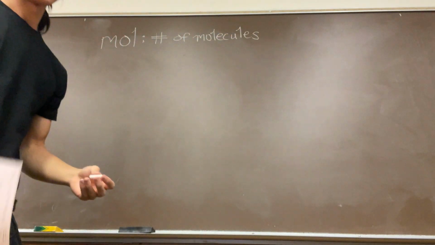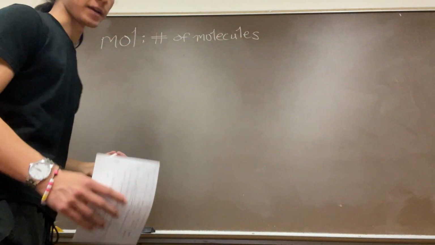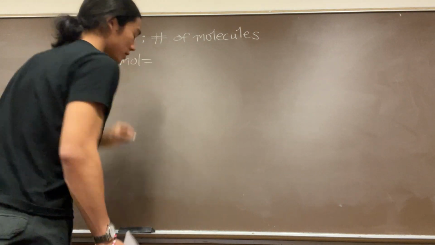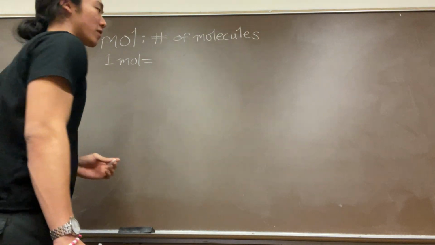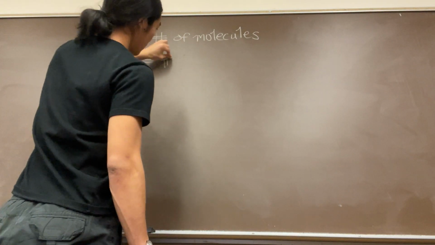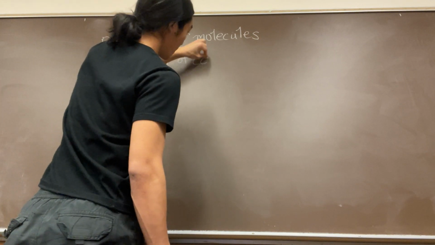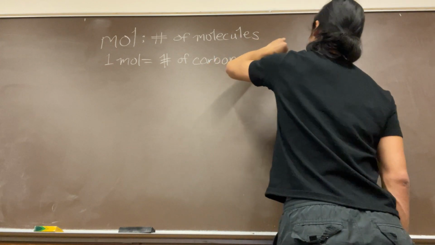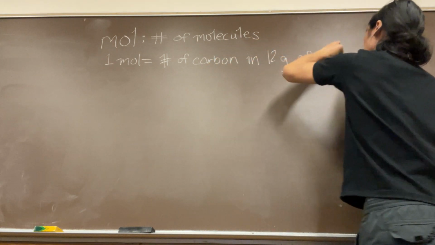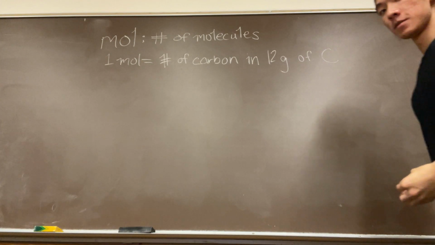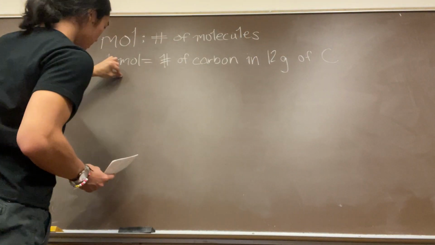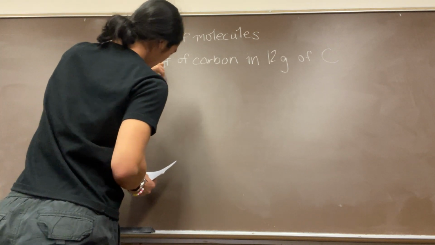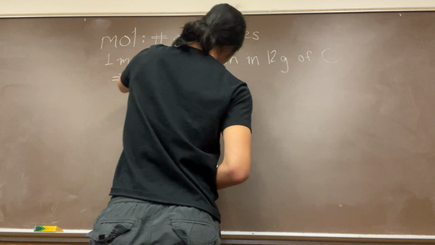So commonly the number that we associate with 1 mole is defined as the number of carbon atoms in 12 grams of carbon. All right, so that number we define as Avogadro's number.